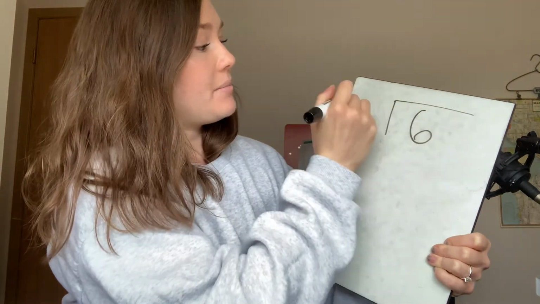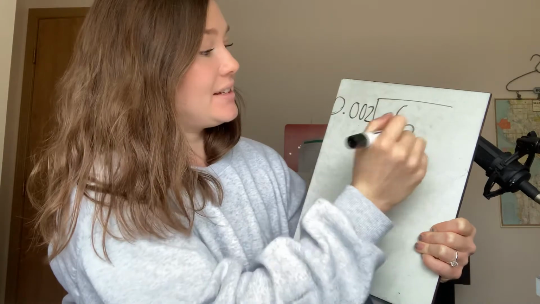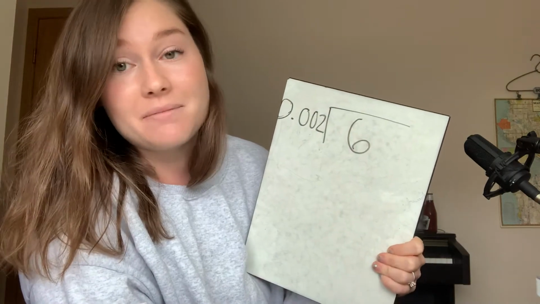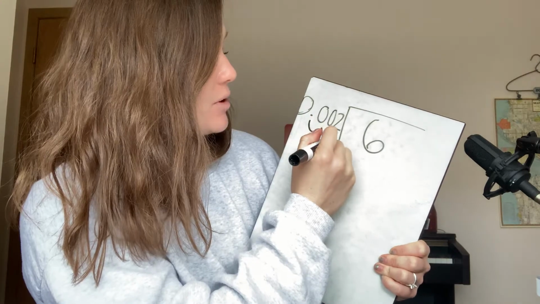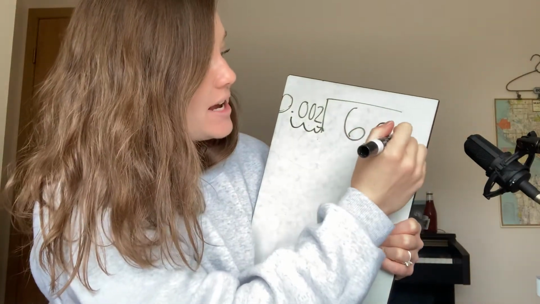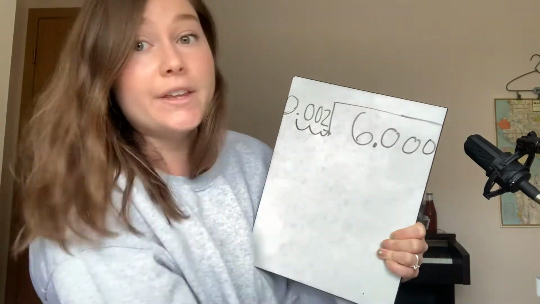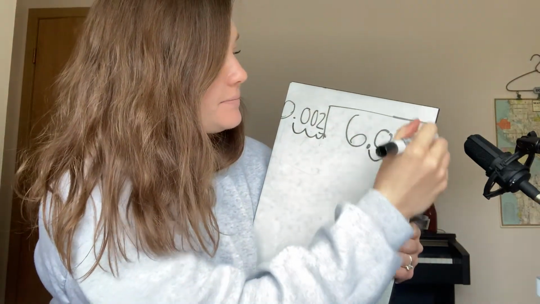So let's say I have 6 divided by 2 thousandths. Okay, so the thousandths are teeny tiny, so I want to multiply by 1,000 to make 2 thousandths into 2 wholes. So we're going to shift that decimal point 3 times. So I need to add 3 zeros here and put that decimal point in and move it the same amount of times as I did for my divisor. So 1, 2, 3.